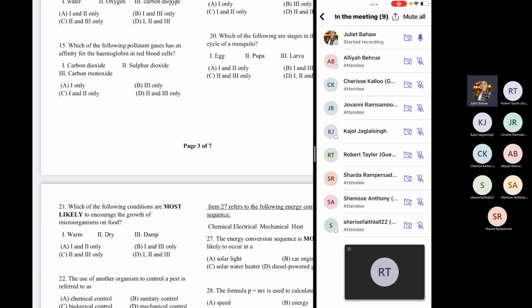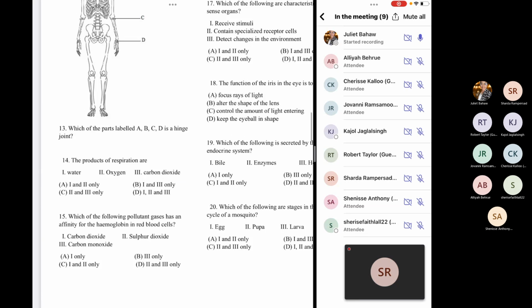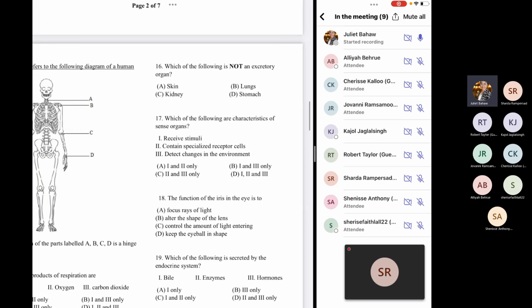I noticed the internet giving some problems today. Yes, sir. Because I had D first one. All right, which of the following pollutant gases has an affinity for the hemoglobin in red blood cells? That would be carbon monoxide. Very good. Right, Shanice.